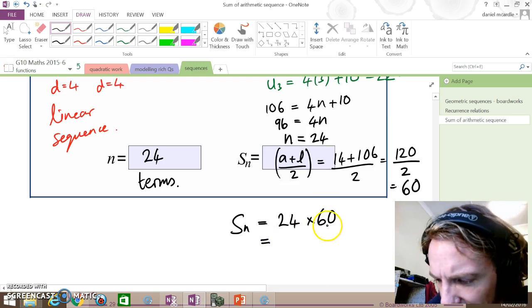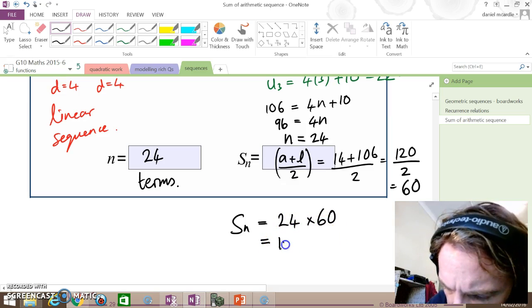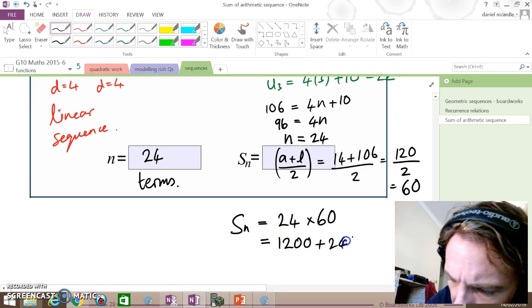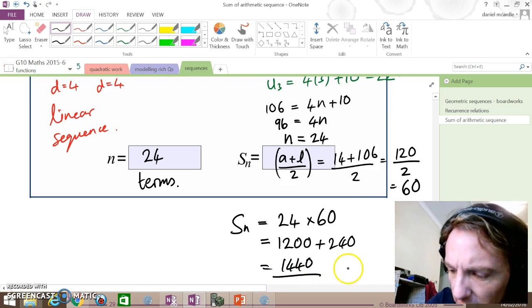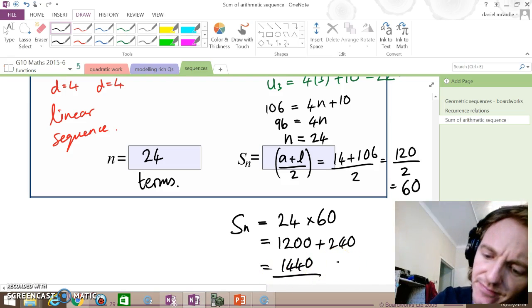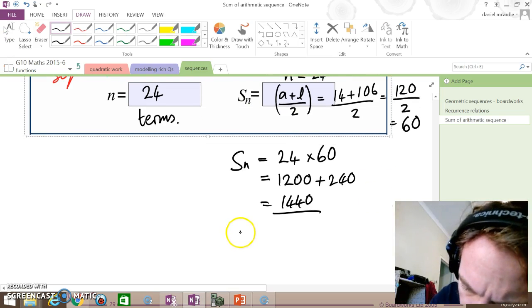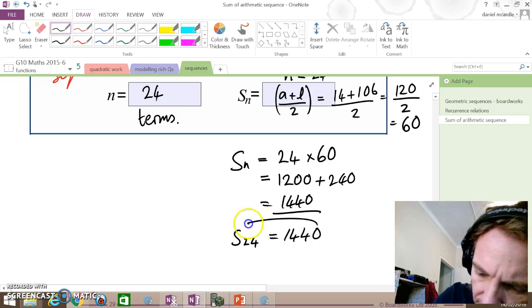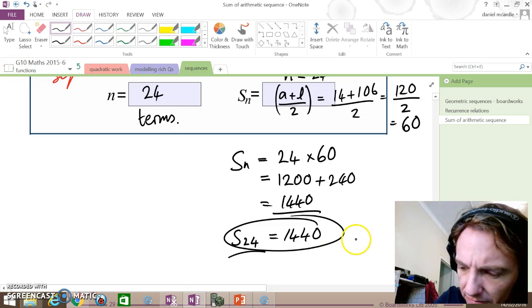Can we do that in our heads? Let's have a think. Well, 10 lots of 60 is 600, so 20 lots is 1200, plus 4 times 60, 1440. That's got to be better than the GDC, surely. Rather than saying Sn, we can slightly improve that by just saying S of 24 is 1440. We're saying the sum of the first 24 terms is 1440.